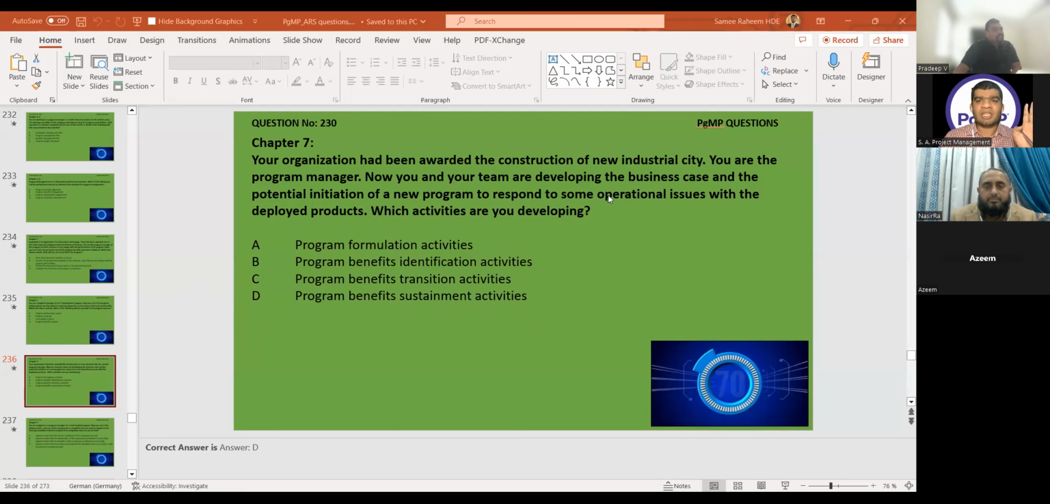But here the key word is new program to respond to operational issues. Under the operational issues within the program, there is no operation. So formulation cannot be in any case. Benefits identification, because you are not identifying new benefits. Third, benefit transition is before, and benefit sustainment is the only activity which is overlapping between your program and the operational stuff. Clear? Yes, clear.